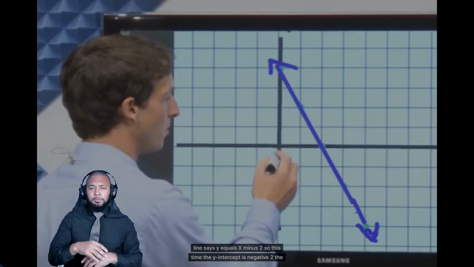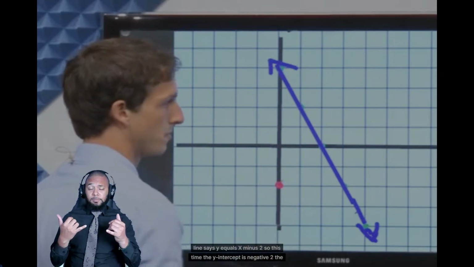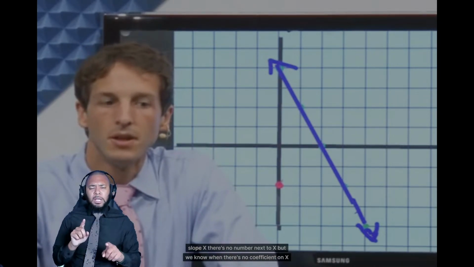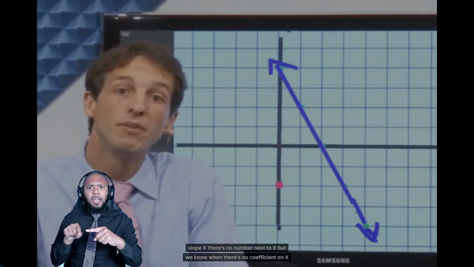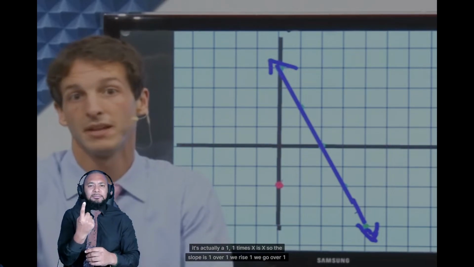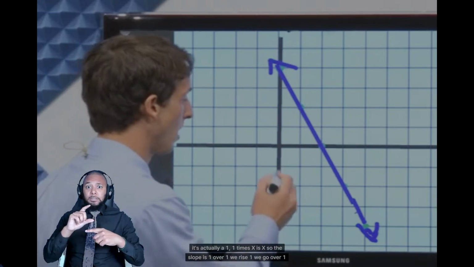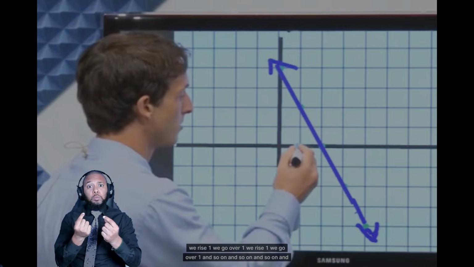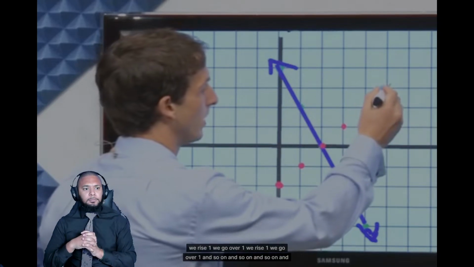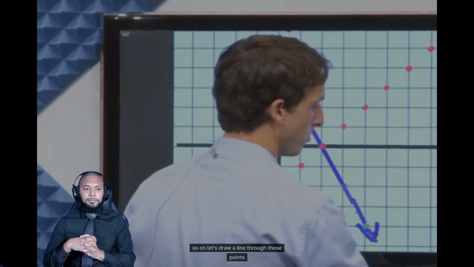So this time, the y-intercept is negative 2. The slope, x. There's no number next to x. But we know when there's no coefficient on x, it's actually a 1. 1 times x is x. So the slope is 1 over 1. We rise 1, we go over 1. We rise 1, we go over 1. And so on. Let's draw a line through these points.